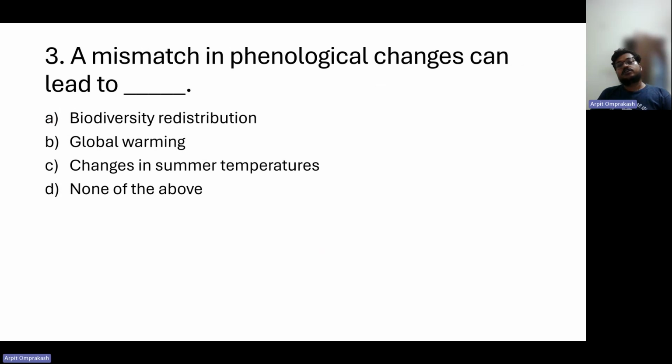A mismatch in physiological changes can lead to: A, biodiversity redistribution; B, global warming; C, changes in summer temperature; D, none of the above. The answer here is D, none of the above. A mismatch in physiological changes cannot lead to biodiversity redistribution or global warming. Global warming is the reason why we see physiological changes, and changes in summer temperatures are also due to global warming.